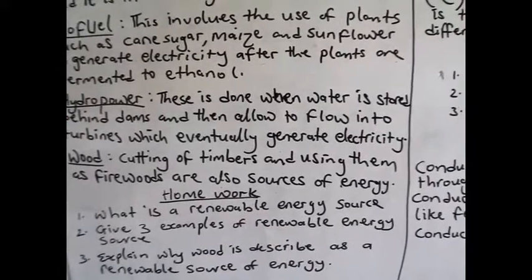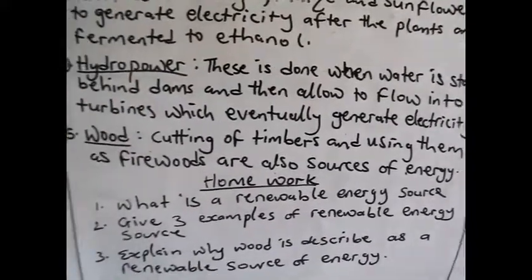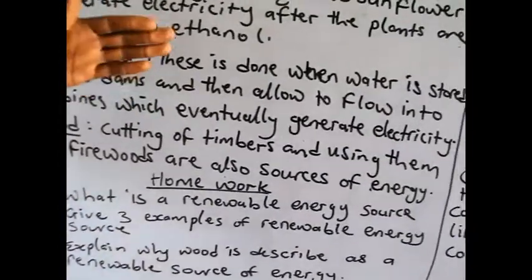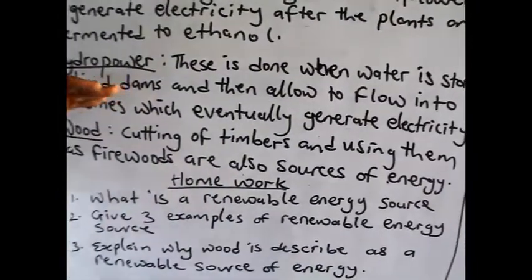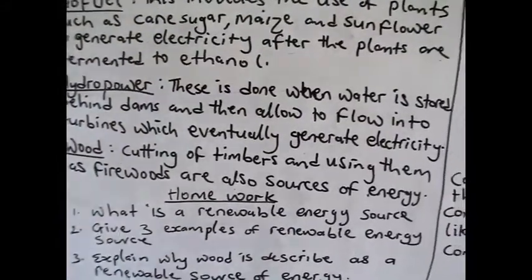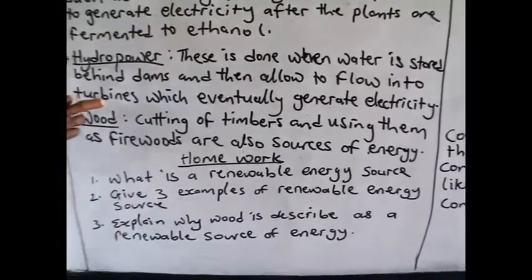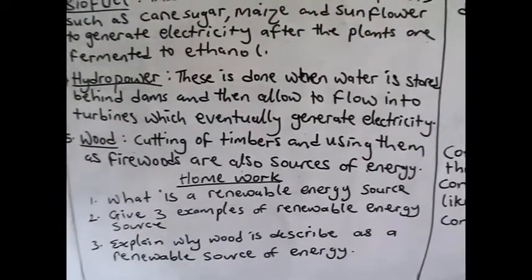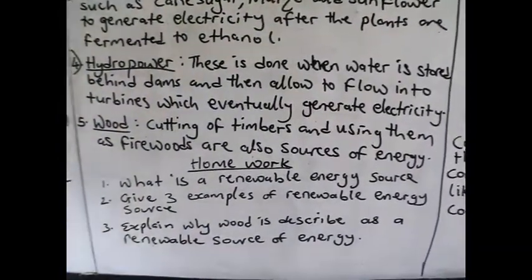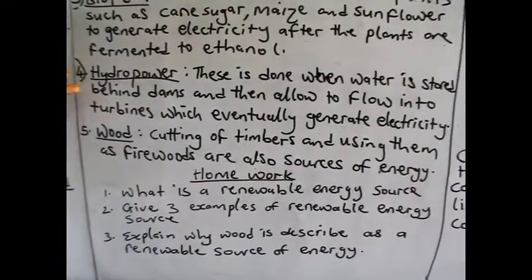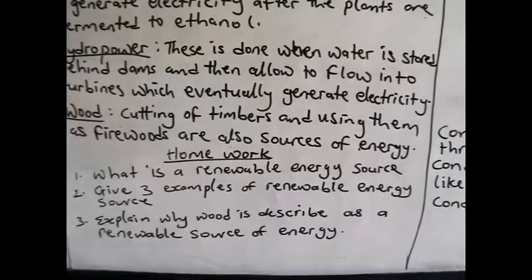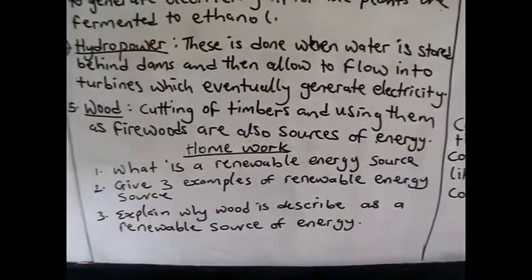Then we have hydropower. The word hydro means water. So when water is used to generate energy, we call it hydropower. This is done when water is stored behind dams. Dams are reservoirs in which water is stored. The water is allowed to flow into a turbine. A turbine is a giant machine that has the ability to convert this flow, and it eventually generates electricity. As a matter of fact, this is the pattern by which Nigerian electricity is generated, by building dams and using them to convert this power.